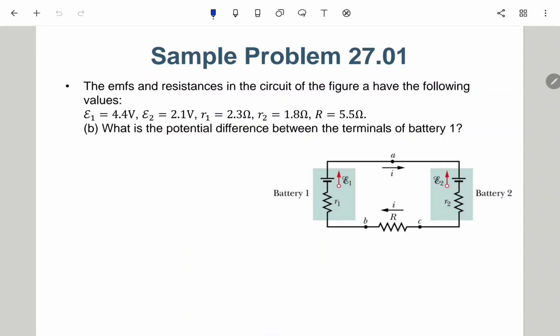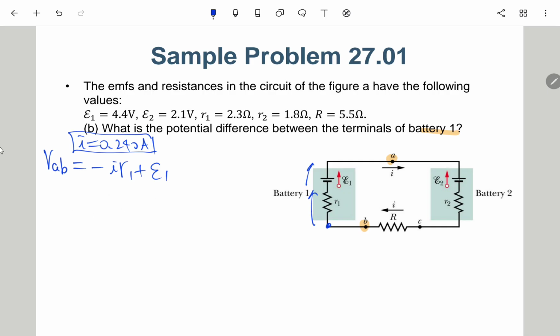Okay, so the second question is what is the potential difference between the terminals of battery 1? Battery 1 means VA minus VB, or VAB. So we start from this node, going here and going here. Up till now, we already found that I equals 0.240 A from question A. So VAB will be negative I R1 plus E1.